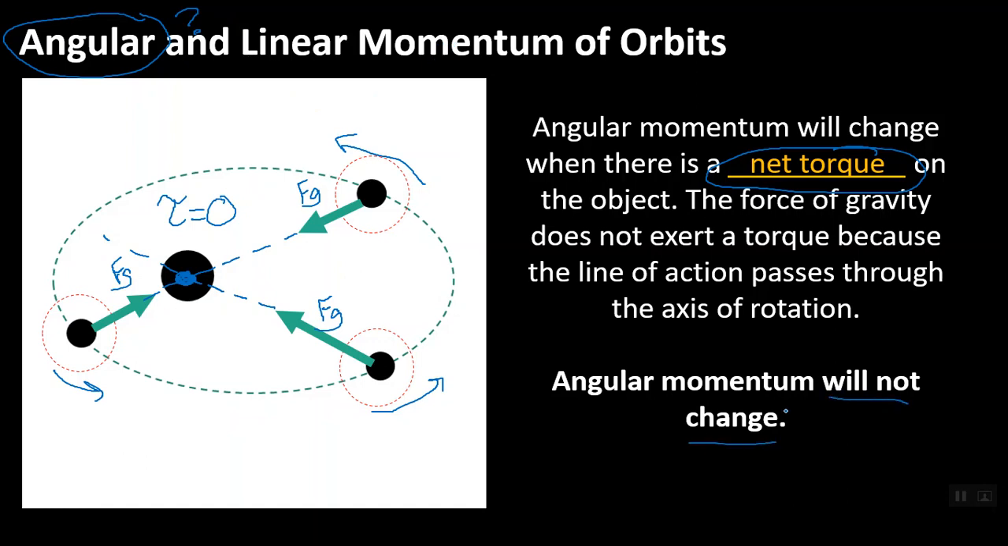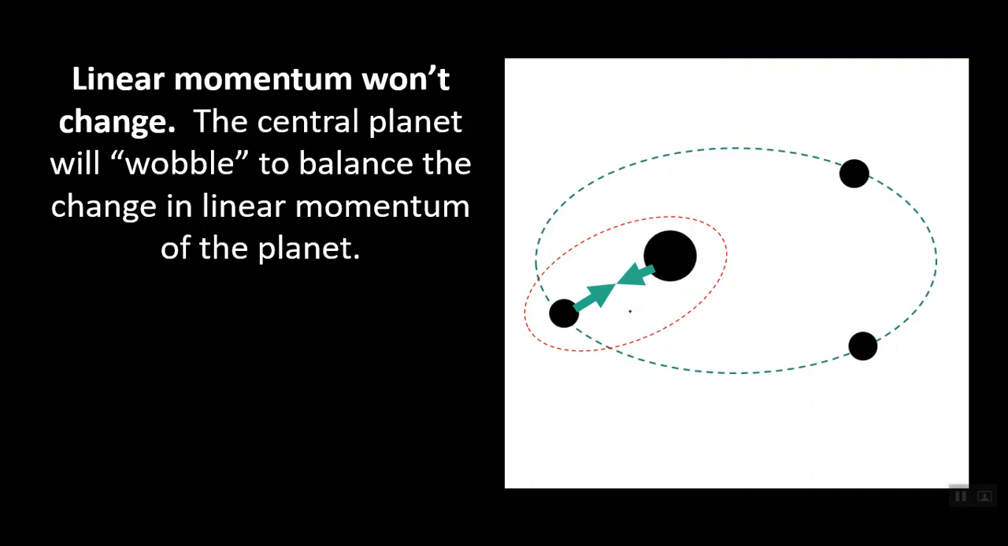But we can also look at this as a two-object system, so the central planet and the outer planet. In this situation, angular momentum still will not change because this force still acts right through the axis of rotation. But once we make this force of gravity internal, now linear momentum of this two-object system will not change. This internal gravitational force between them is internal, so it is still an isolated system, so the overall momentum will not change. The momentum of the outer planet will change, but so will the momentum of the inner planet.